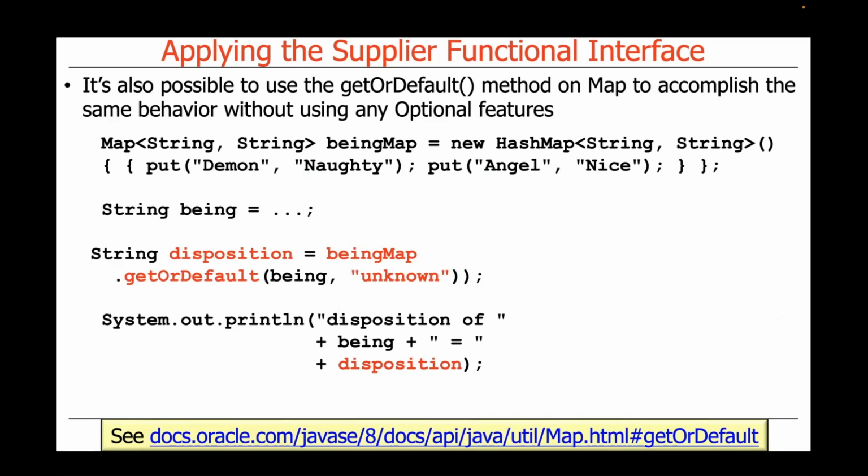There's one other way of doing things, and I would be remiss if I didn't explain this too. If you don't want to go to the trouble of using optionals, there's a method that's defined on map called getOrDefault. And as you can see here, you pass in the key that you're trying to look up. And if it finds it, great, it gives you back the disposition. But if it's not there, then you can pass in a parameter that you want it to use, which in this case would be the string unknown. So just another way of doing things, just showing you a different variant. But of course, the purpose of this discussion was to show you how suppliers work.